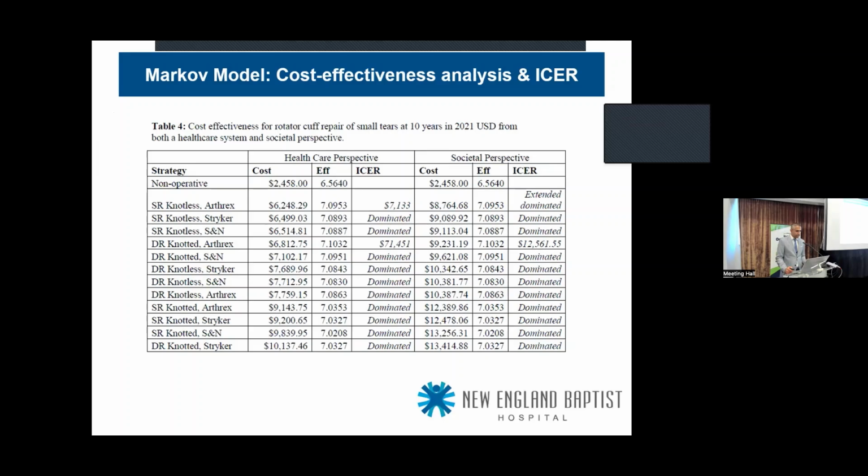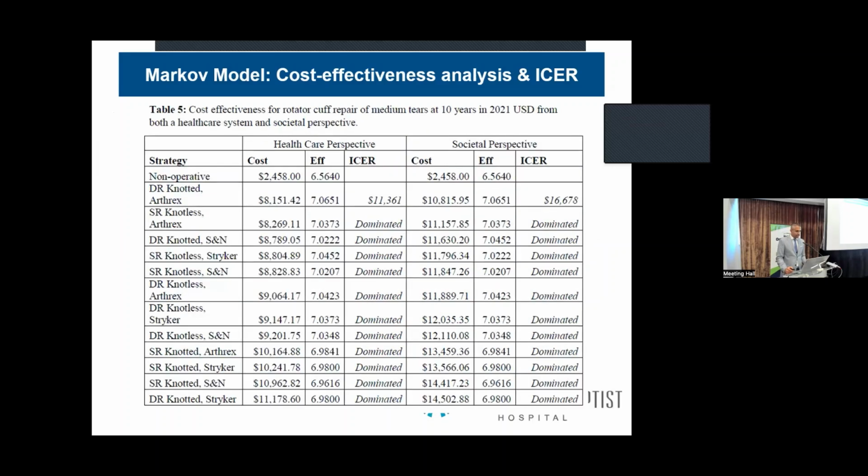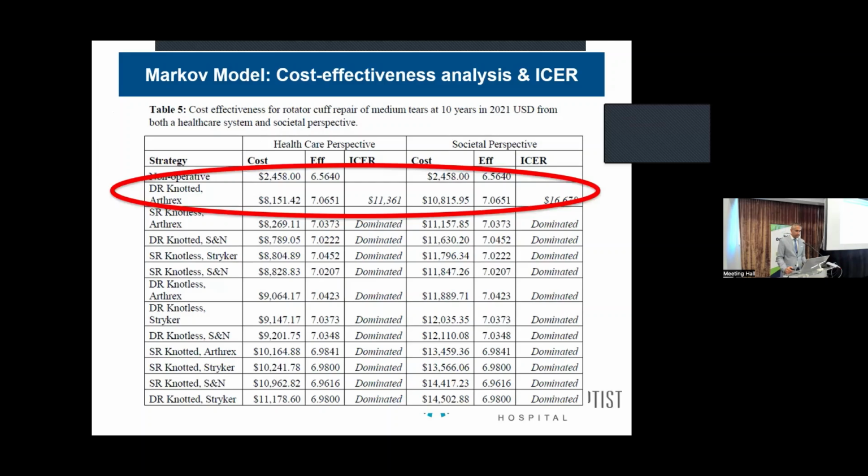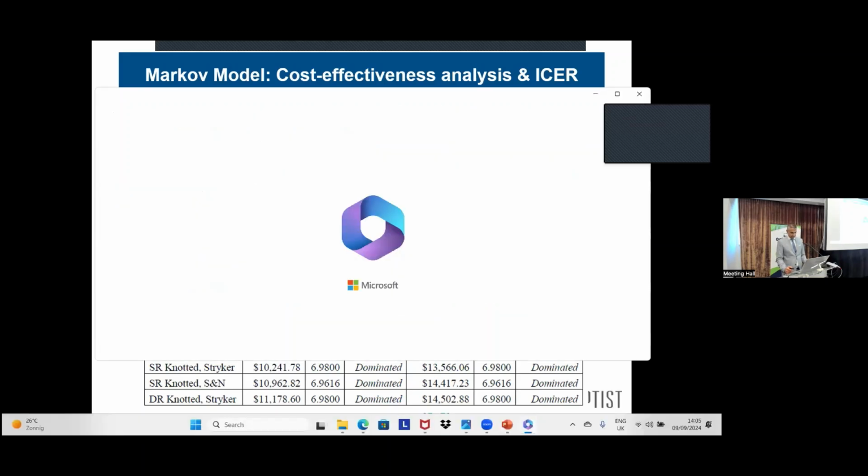Here are the strategies for small tears at 10 years using 2021 dollars. The double row knotted by Arthrex was the most cost effective at 10 years. In the medium tears, again, double row knotted from Arthrex was the most cost effective.